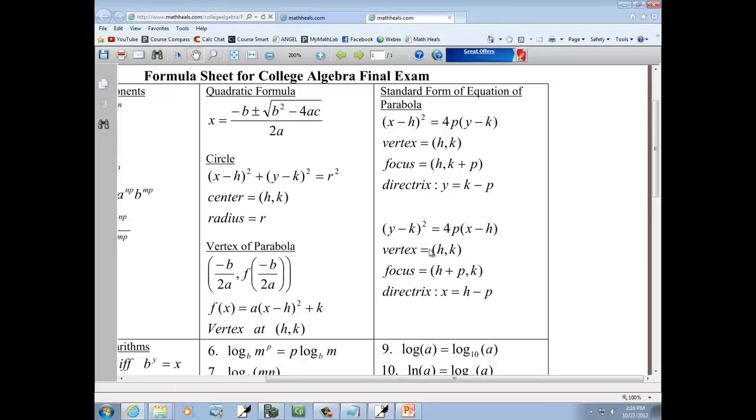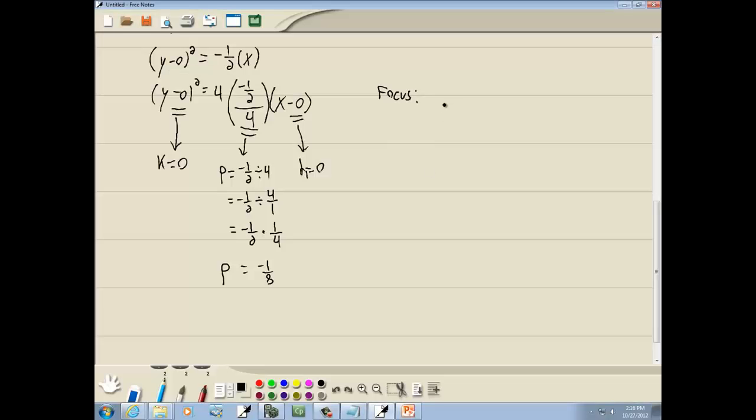So from our formula, the focus is h plus p comma k. H was 0, p is negative 1/8, and k is 0. So this would be negative 1/8, 0.